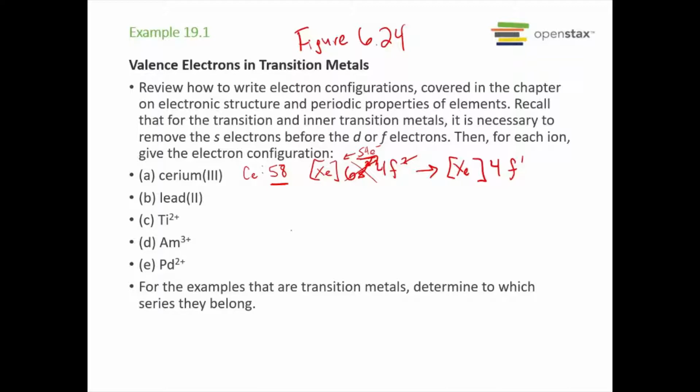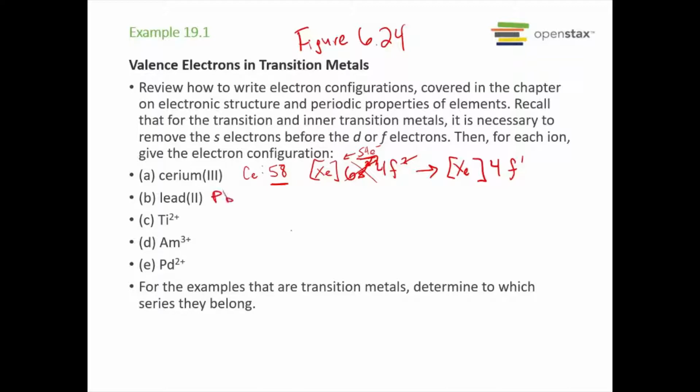Okay, the next one is lead 2+. So going back for lead, we find it on our periodic table, and we see that lead, where are you, lead? Pb. Lead is a main group element, so it's not a transition metal. It is in group 14, and it is in the p block.